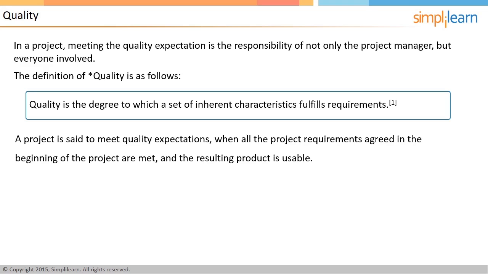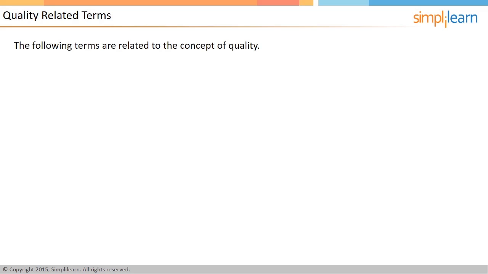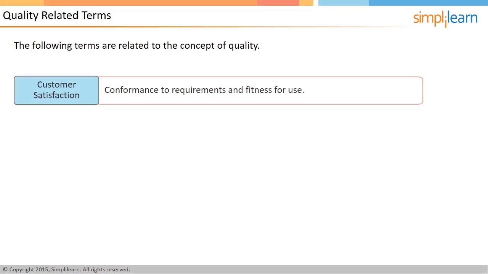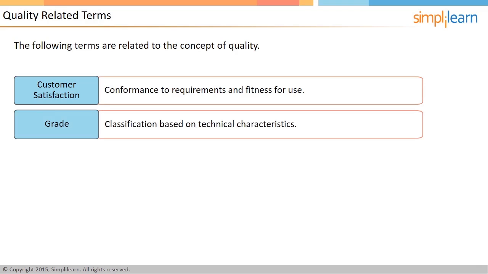In the next screen, let us look at some quality-related terms. It is important to discuss a few terms to understand the concept of quality better. Customer satisfaction is defined as conformance to requirements and fitness for use. It is important to understand the subtle distinction between quality and grade. Grade is a classification based on technical characteristics. Low quality is always a problem, but low grade may not be a problem. Rather, it would be a matter of choice.